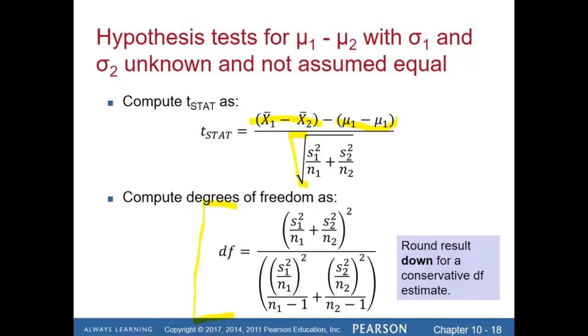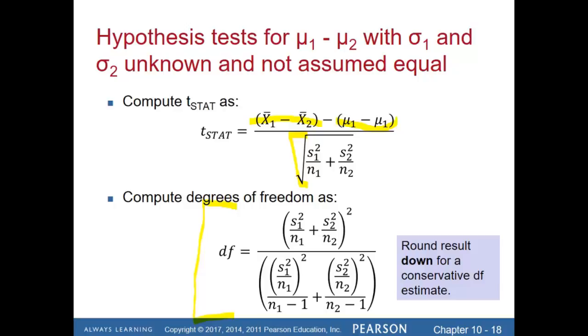And so you can see what we're doing again is we're taking variance over sample size for each of the two samples, adding those two values together and squaring it in the numerator. Variance over sample size squared divided by n1 minus 1, sample size minus 1 in the denominator. Add that to the same computation for the second sample, sum those up, and that forms the denominator of the degrees of freedom calculation.